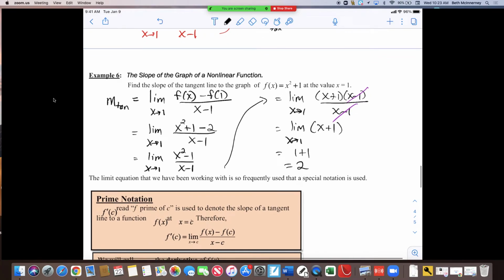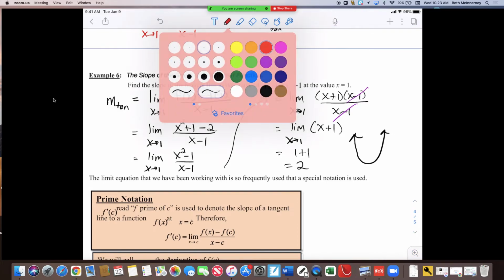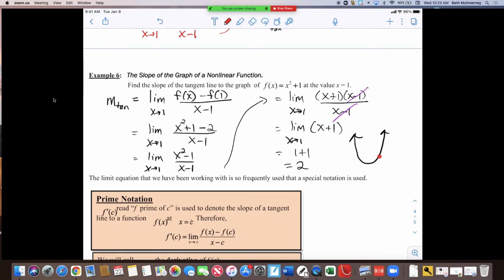So here's the cool part. If I just draw a parabola that's opening up, and I'm at x is 1, this tangent line has a slope of 2. Remember, the slope of the tangent line represents instantaneous rate of change. Right now we're just doing some mechanics, and then we're going to see these beautiful real-world applications of this as we move through the course.